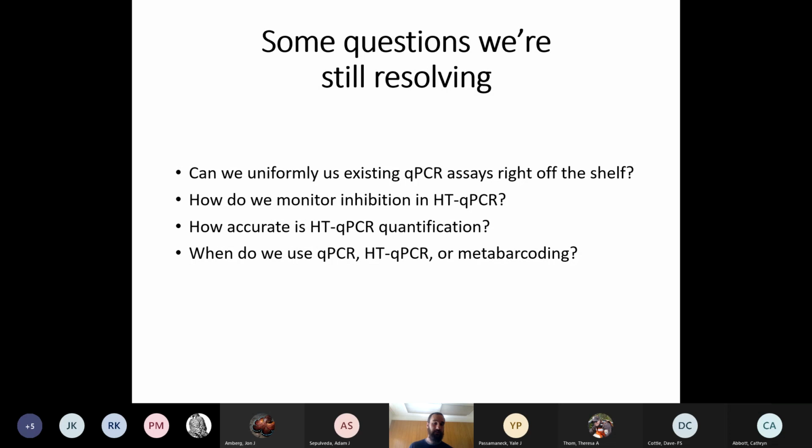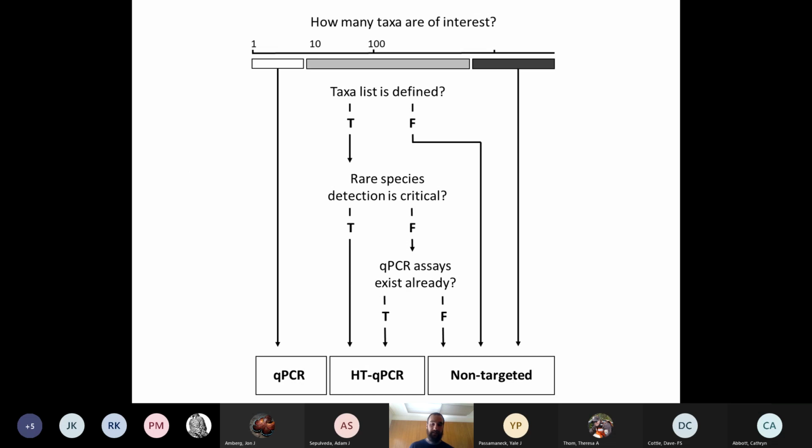And then finally, on the application side, we're still figuring out where this fits in with our toolbox. When do we use things like qPCR, digital droplet PCR versus high throughput qPCR or metabarcoding? We have started to flesh this out a little bit, what we think the landscape might look like as far as using these tools. On one end is that 1 to maybe 3 taxa range. If that's all that you're interested in, shown here on this top bar, then really single species qPCR is going to be our most sensitive and cost-effective tool.